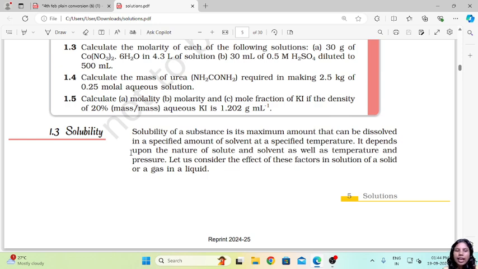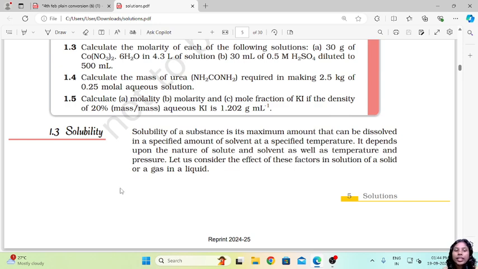Now in today's class we will talk mostly about solubility. Solubility of a substance is its maximum amount that can be dissolved in a specific amount of solvent at a specified temperature. So solubility of a substance is given by what? Maximum amount, that is, how much of solute can be dissolved in a given solvent at a particular temperature.